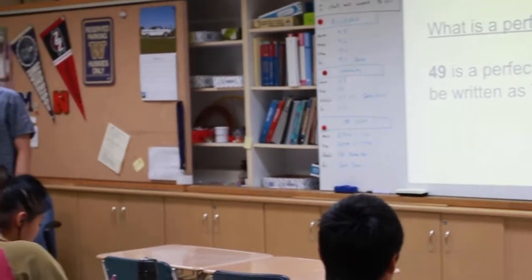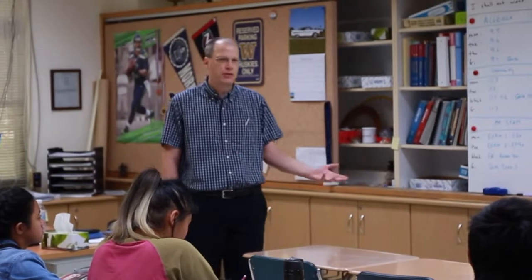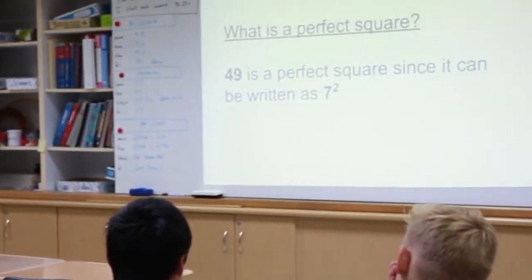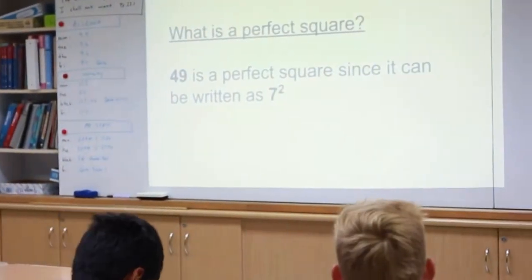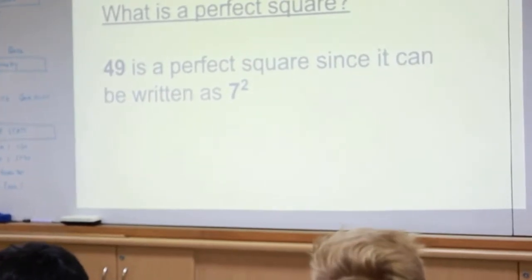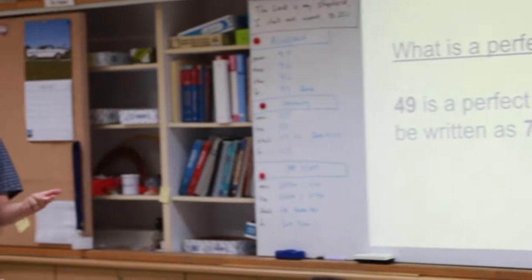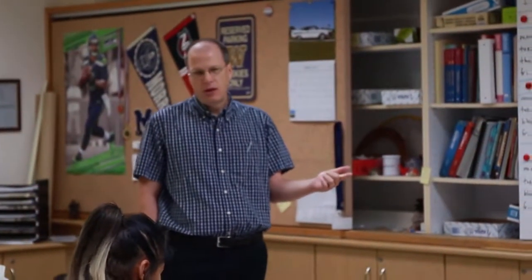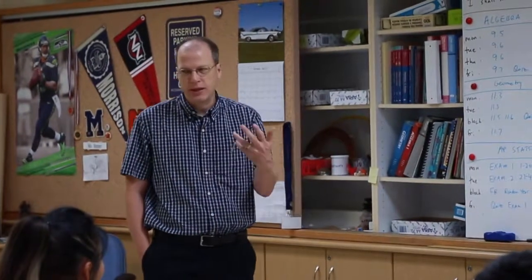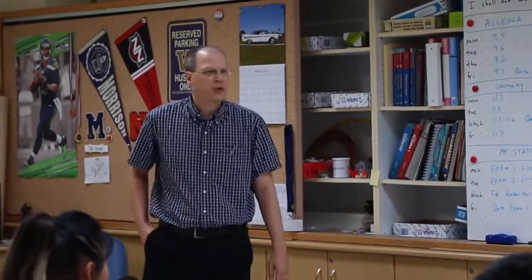First of all, what is a square? A perfect square is a number that can be written as a square like that. So 49 would be considered a perfect square because it can be written as 7 squared. 36 is a perfect square because it's 6 squared. You can think of others, right? What's another one? 4, 100. Okay, those are perfect squares.